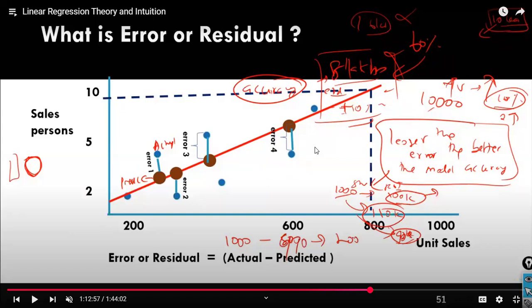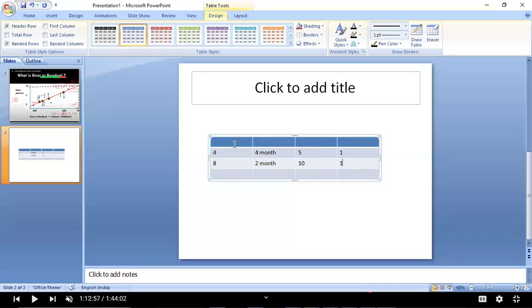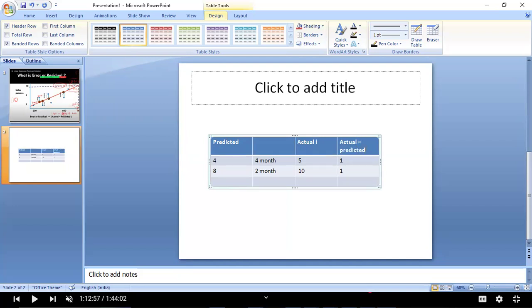I predicted 4. Ideally, I should have predicted 5, right? The actual is also 5, the predicted is also 5. 5 minus 5 is 0. That means the accuracy is very good. But in reality, you will not get 0 error. You understood? With this example, I just typed it here. Please consider, guys, this is the predicted or estimated number of people. Here, the actual. This is our actual minus predicted. So in this case, it is 2.